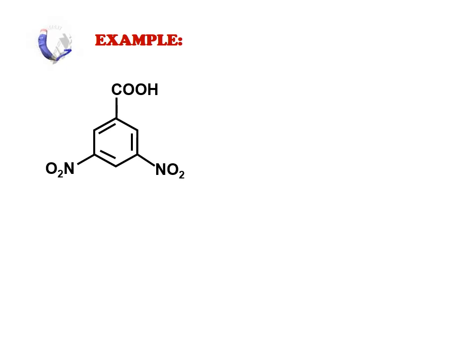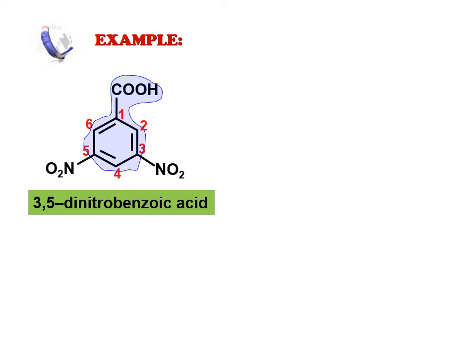Okay, so next example, we have COOH and NO2. Based on the table, the carboxyl group has a higher priority. So the carbon attached with the carboxyl group will be labeled as carbon 1. And we have a common name when the carboxyl group is attached to a benzene ring. The common name is benzoic acid. So the IUPAC name will be 3,5-dinitrobenzoic acid.